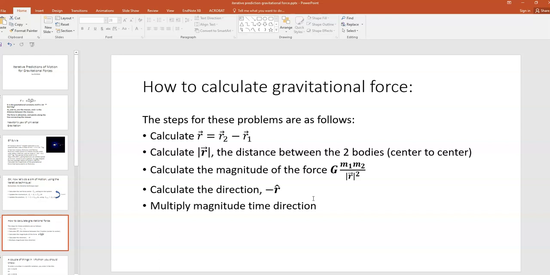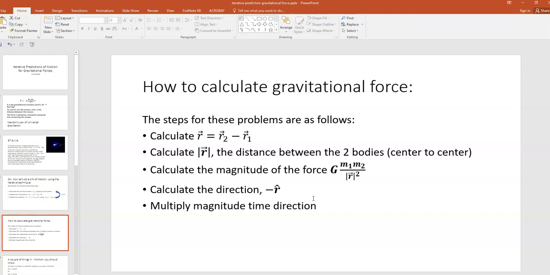First, you're going to calculate the displacement vector between masses, right? So here, r, for example, would be r2 minus r1. And that would give you the displacement vector between those two masses. Next, you'll calculate the magnitude of that vector, which would give you the distance between the two bodies, center of mass to center of mass.